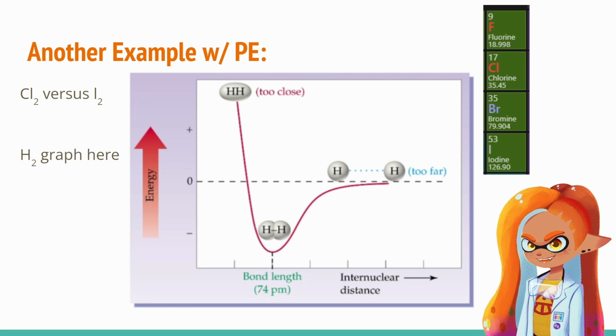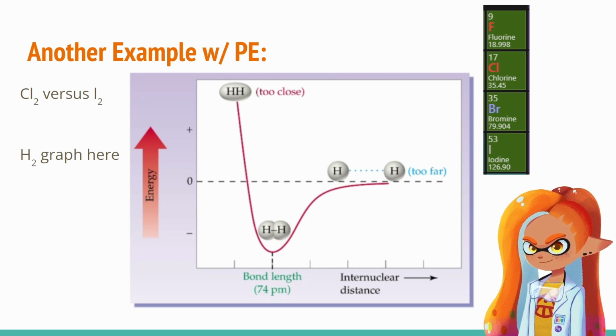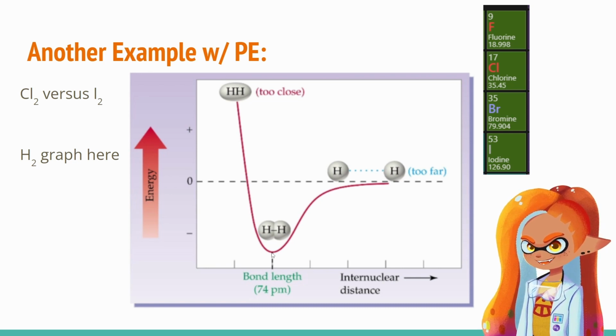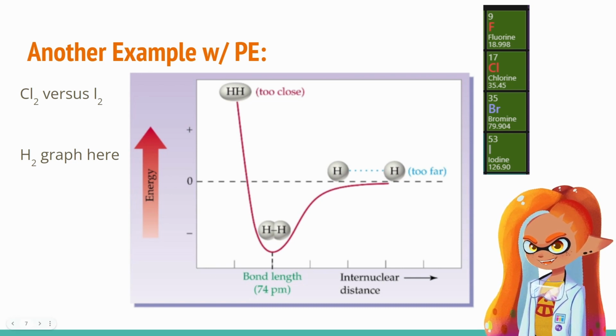You can also draw a generic one. Sometimes they'll ask you, hey, draw a potential energy graph for some kind of atoms. And so you would draw the curve, make sure the curve goes down, make sure it approaches 0, and then you have a too close area. Sometimes the AP test will ask you, oh, what does this part of the graph mean? And so you should be able to interpret that kind of stuff.